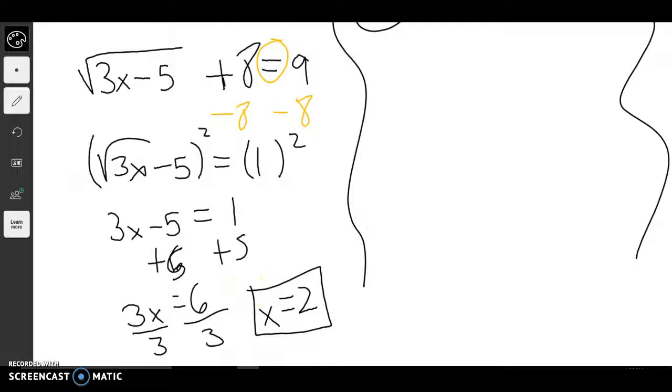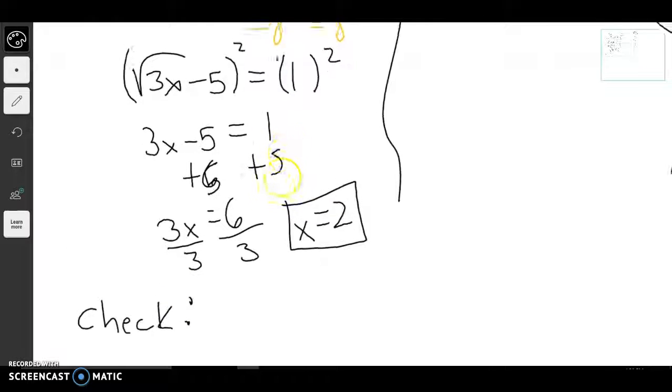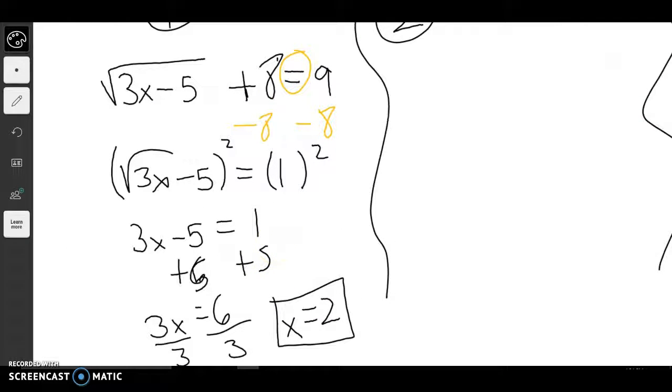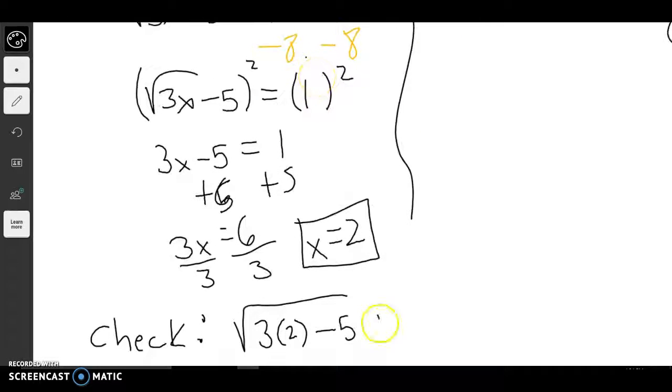We are not 100% sure, though, that this is the answer. We have to do what I'm going to call our last step, which is check. We need to check to make sure that 2 is the correct answer. So we're going to go back up to the original problem, and we're going to plug in 2. So the original problem was the square root of 3, but instead of putting x, we're going to put 2, minus 5, plus 8, and that should equal 9.